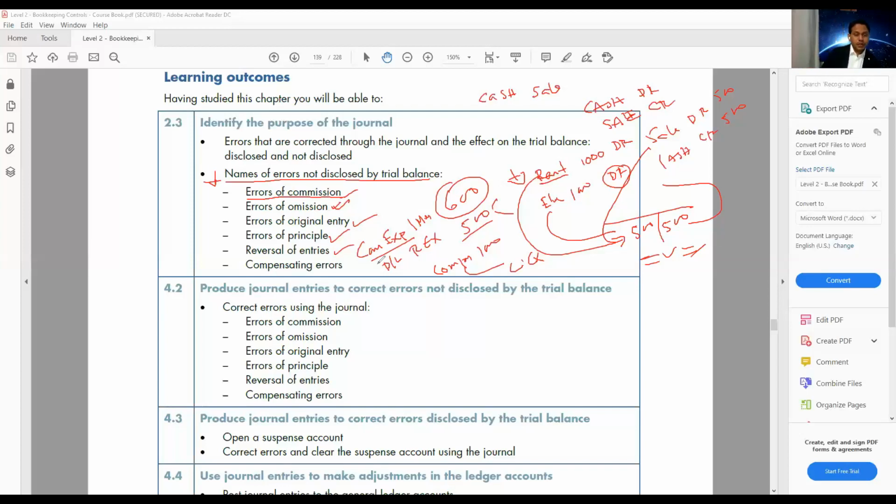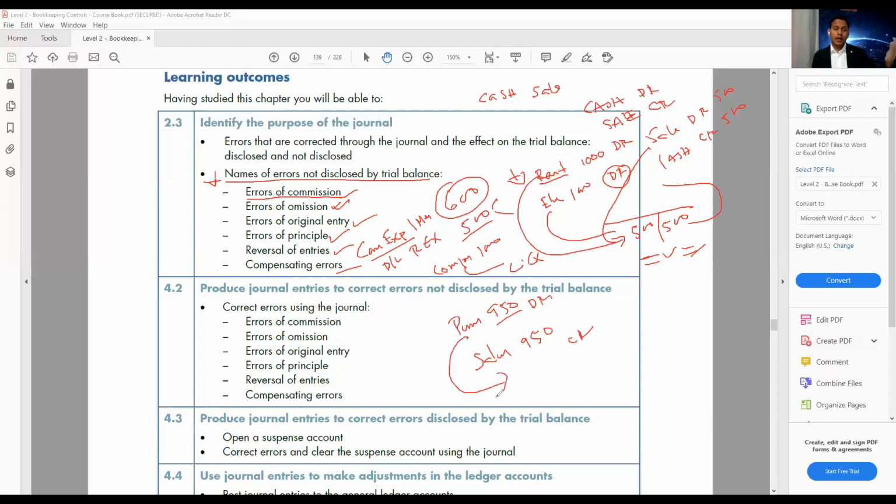Then the last one we have is compensating error. Compensating error is when you make two errors and one error compensates the other. For example, the purchase is supposed to be 1000, but you write 950, so £50 less. On the other hand, the sales was maybe 1000 and you again mistakenly write 950. So basically you made a mistake in two places, one on the debit side, one on the credit side, and maybe they compensate each other.